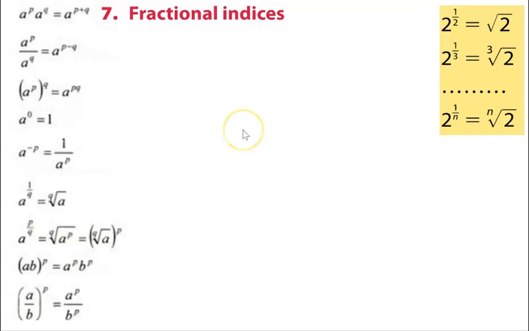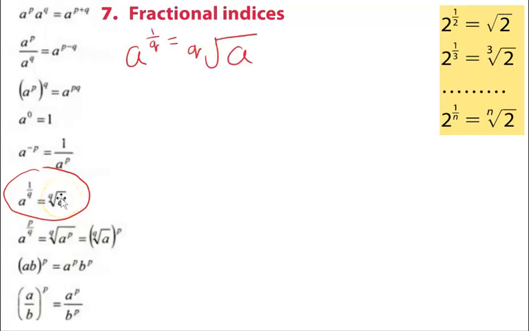So here's our formula book again, and this is the rule. a to the power of 1 over q is equal to the cube root of a. So this is given in the formula book.